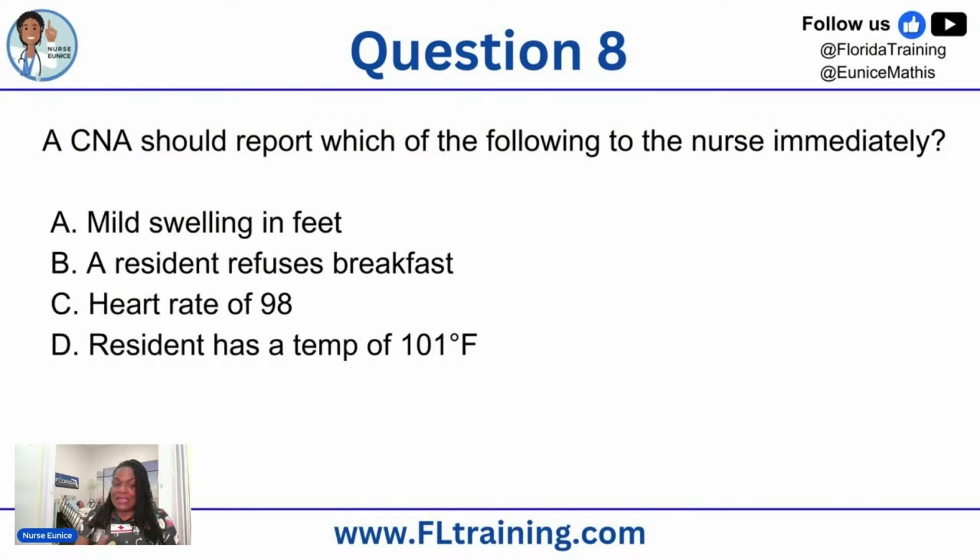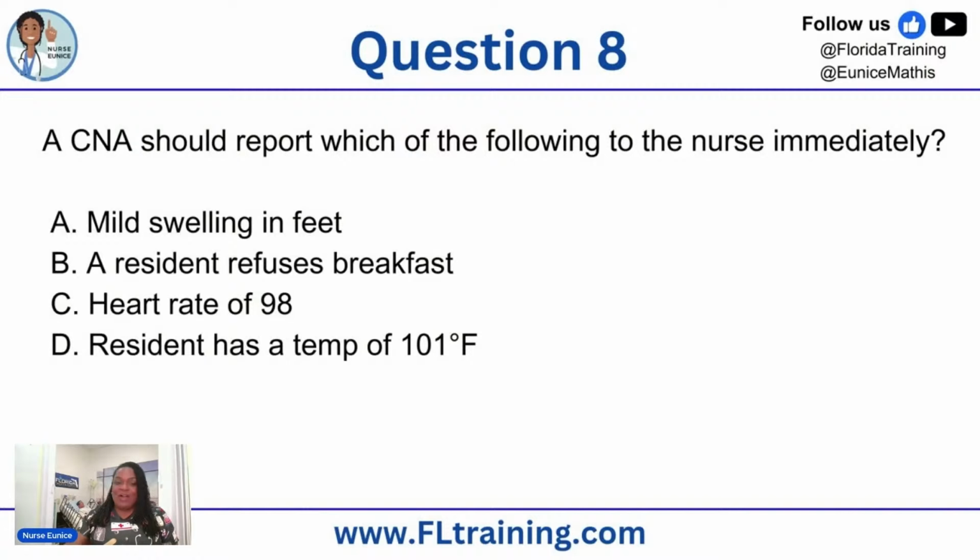A heart rate of 98 is not necessarily what you're going to let the nurse know about immediately, because you have to know your normal ranges. For an adult, a normal heart rate is 60 up to 100 beats per minute. So if the resident's heart rate is 98, is that the resident's normal range, or has it increased significantly? If it has not increased significantly, that is not anything you're going to tell the nurse about immediately.